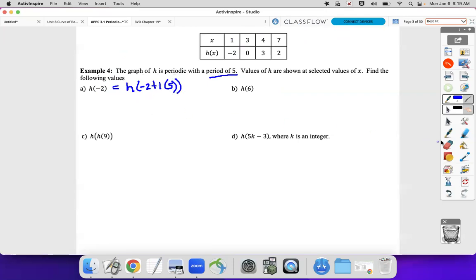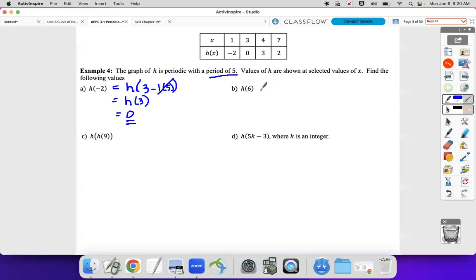Nope, sorry, got to go back. My bad. We're going to say h of 3 minus 1 times 5, because 3 minus 5 will give me -2, but you can scratch out the periods because the periods that repeat will take us right back to h of 3, and you can see that h of 3 in our chart is 0.